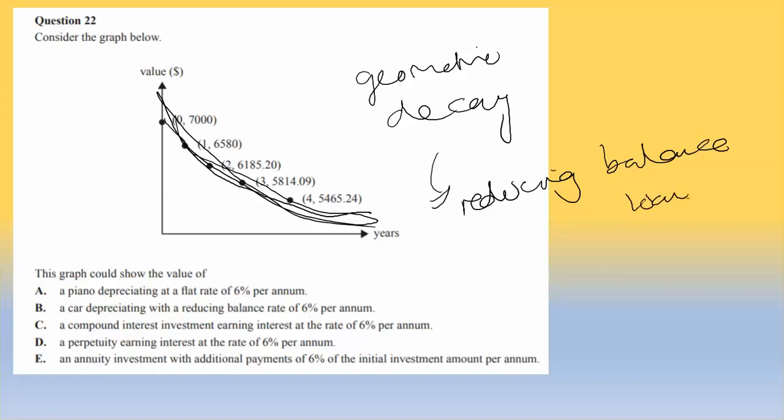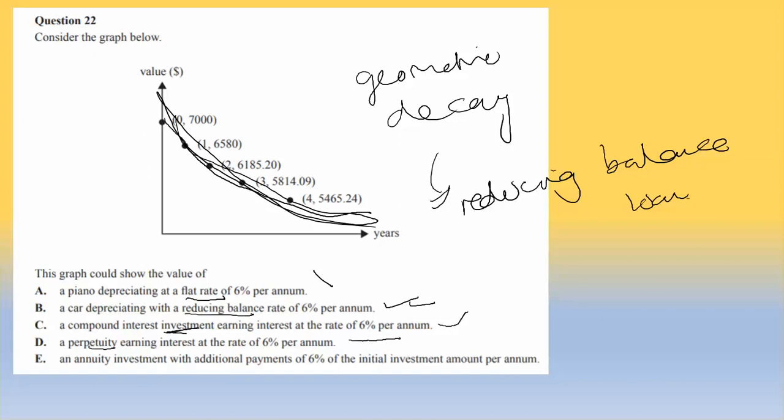A piano depreciating at flat rate. No, flat rate would give you a straight line. A car depreciating with reducing balance of 6% per annum. Oh, I like it. Reducing balance. Compound interest investment. Investment's going up. That's geometric growth. Perpetuity, straight line.